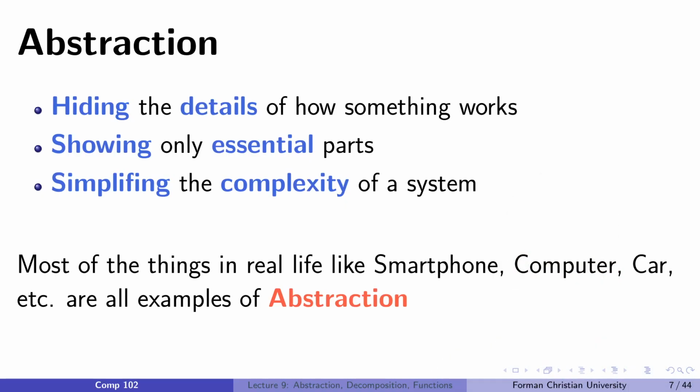In real life there are a lot of things which are actually abstractions. For example, if you look at your smartphone, computer, or a car, in which you can steer and press the accelerator, brake and gear, when you use the steering wheel, depending on your input, the car is going to give you an output, which is basically turning in a certain direction.